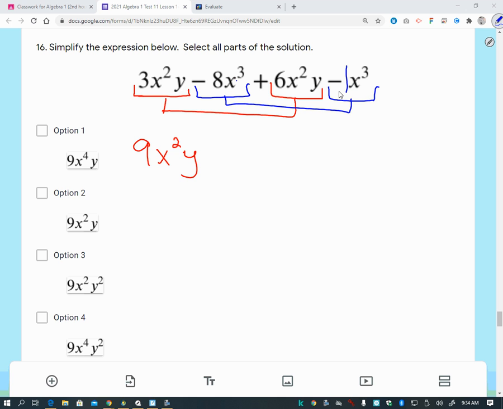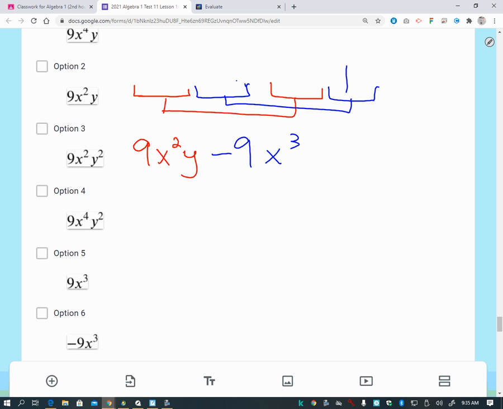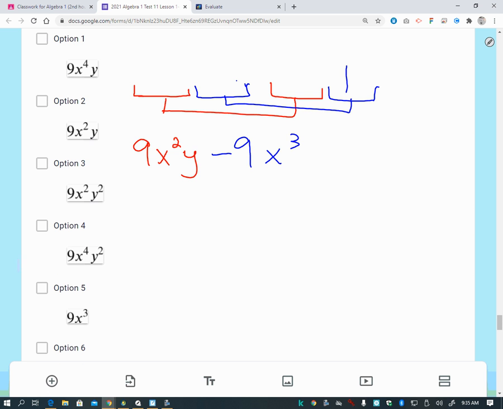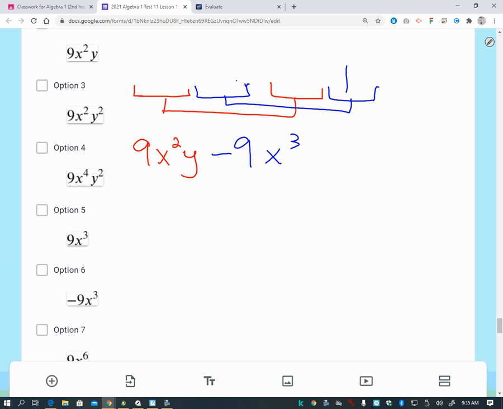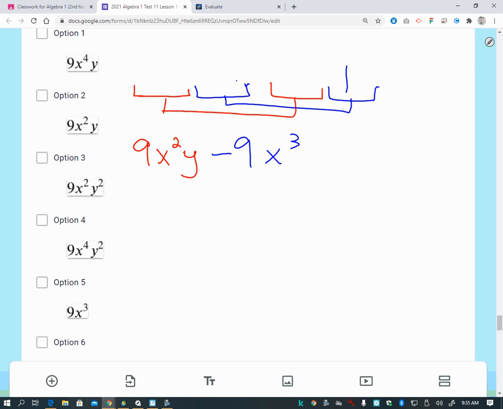Okay, is this 8 or negative 8? So negative 8 and negative 1 makes what? Okay, negative 9, what? X to the third. Okay? So as I look through here, we want to find the correct boxes. We want 9x squared y, and we want negative 9x cubed. So we need option 6 and option 2. Does that make sense? We understand what we need there? Okay.